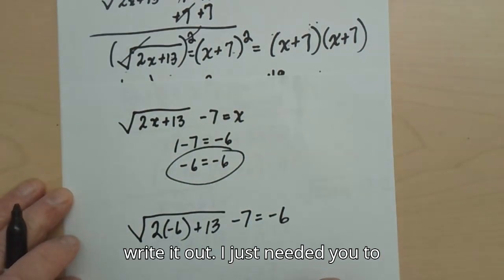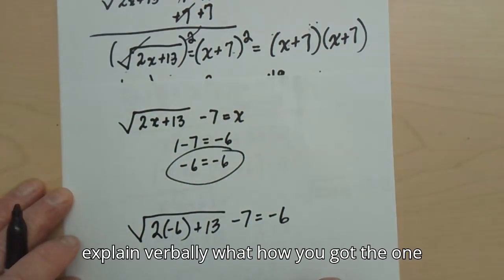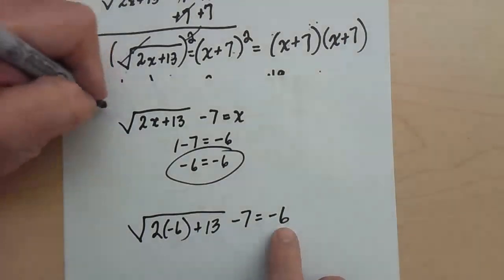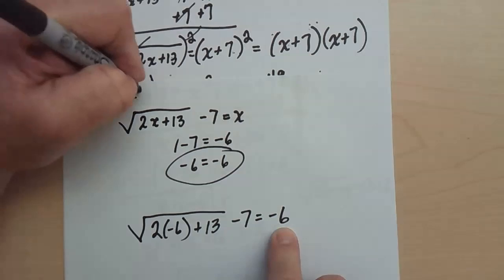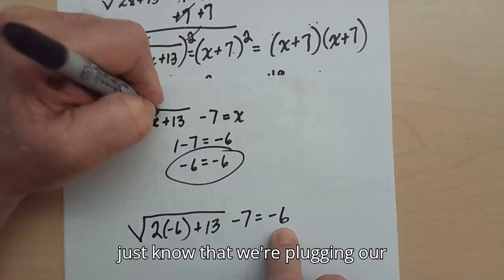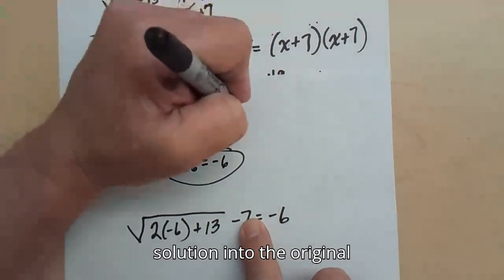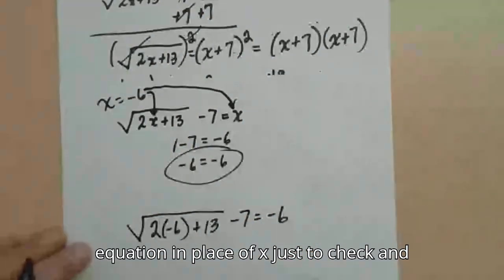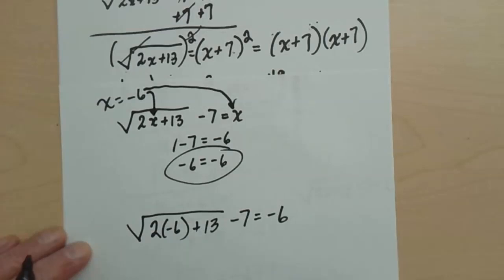I didn't need you to write it out. I just needed you to explain verbally how you got the 1, because there's all of these check works and like the square roots. Yeah, I just wanted to know how you got that. Okay. Just know that we're plugging our solution into the original equation in place of x, just to check and see if we get a true statement, right?